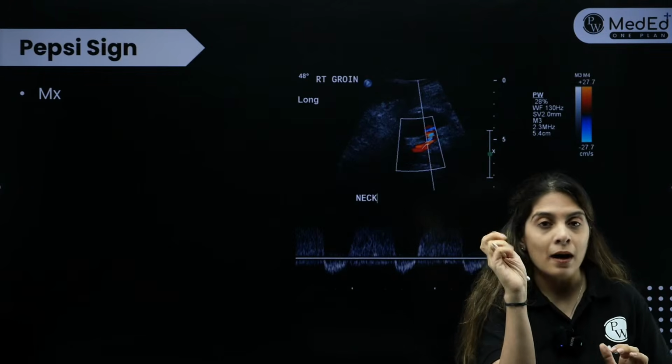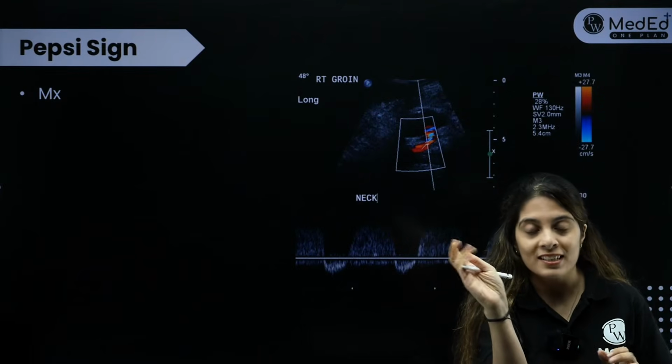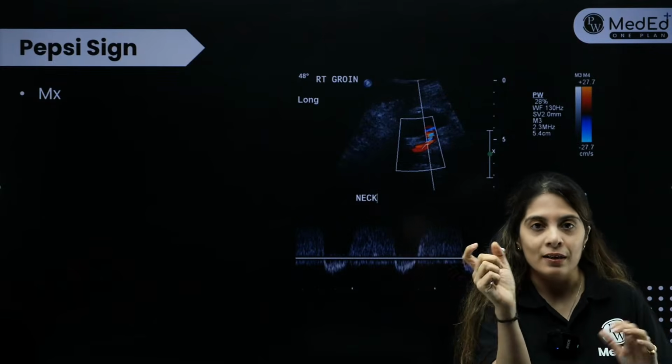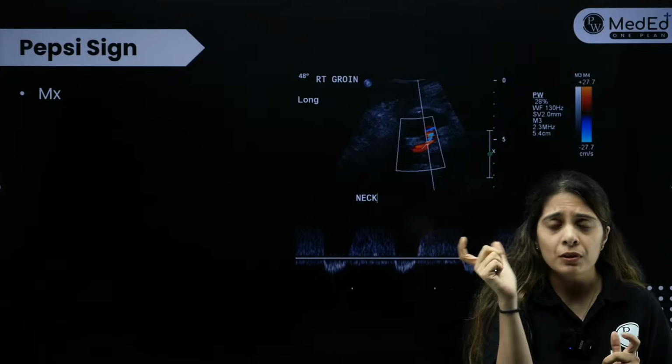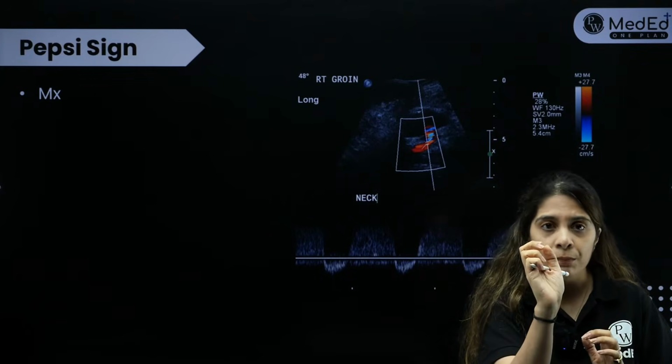So, you know the mnemonic BART, right? B-A-R-T: blue away, red towards. It is not that venous means blue and arterial flow means red on the color Doppler. It depends upon the direction of the blood flow, that you will appreciate blue or red color. Blue is away and red is towards the probe, right?